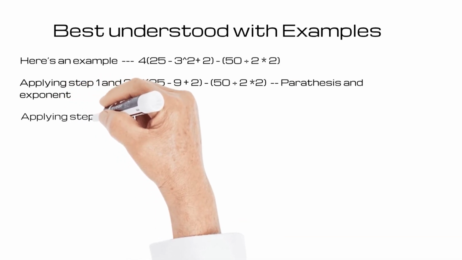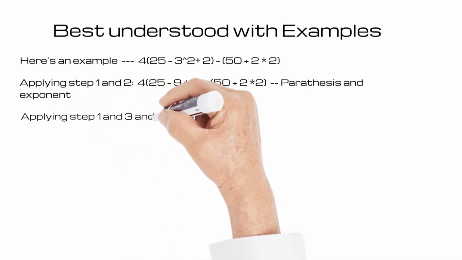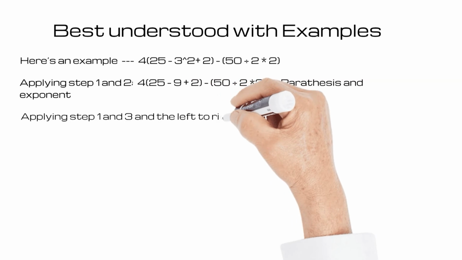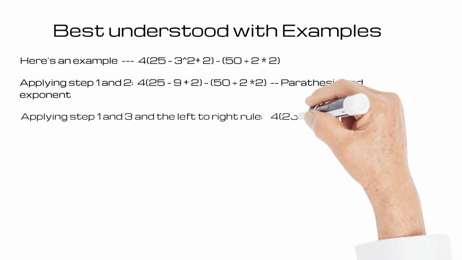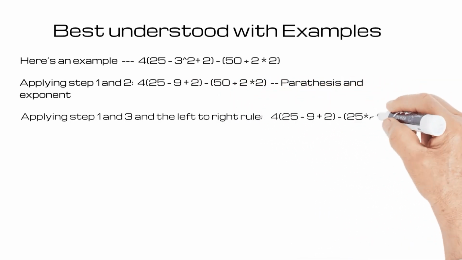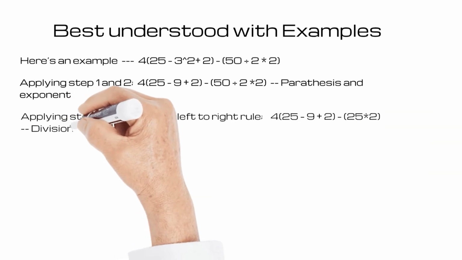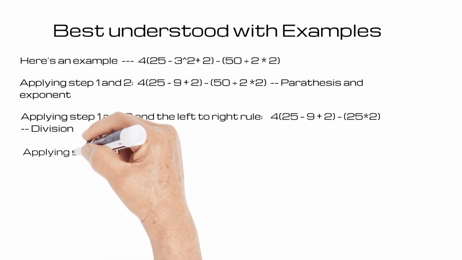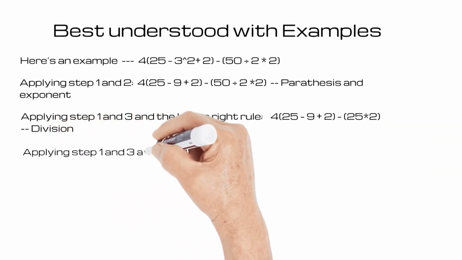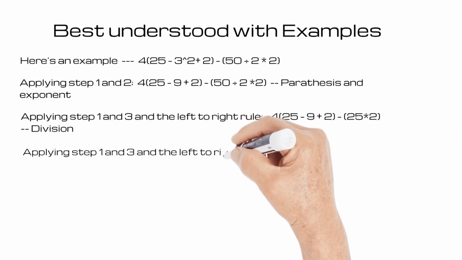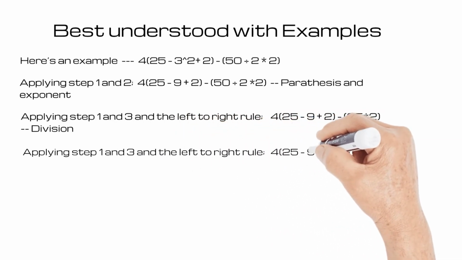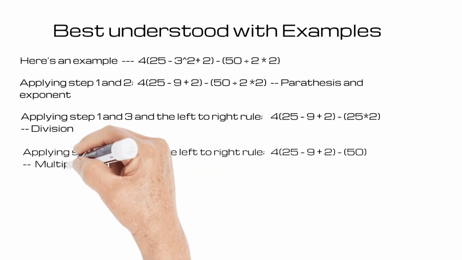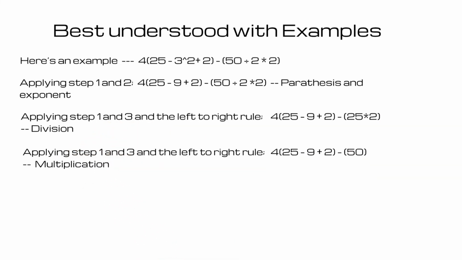Applying step 1 and 3 and the left to right rule we get 4 multiplied by, in parenthesis 25 subtract 9 add 2 subtract, in parentheses 25 multiplied by 2 using division rule. Applying step 1 and 3 and the left to right rule we get 4 multiplied by, in parenthesis 25 subtract 9 add 2, subtract 50 using multiplication rule.